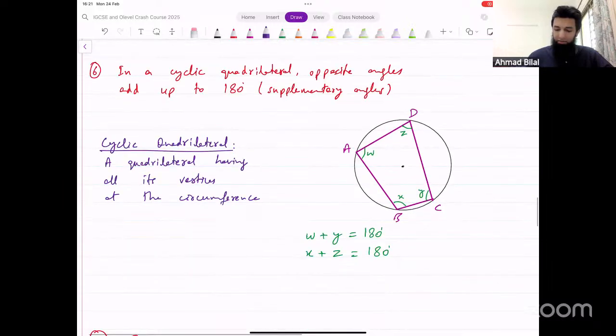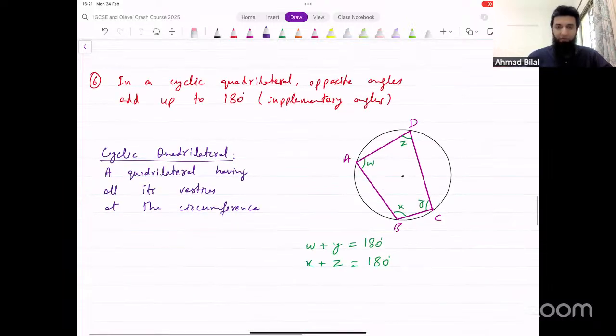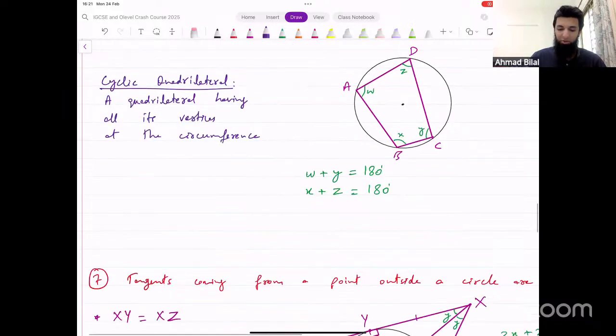And then cyclic quadrilateral. If you have a quadrilateral that has all its vertices, all its corners at the circumference of a circle, the opposite angles in that cyclic quadrilateral always add up to 180. Okay, we call these supplementary angles. If the angles add up to 180, that's another property that we did.